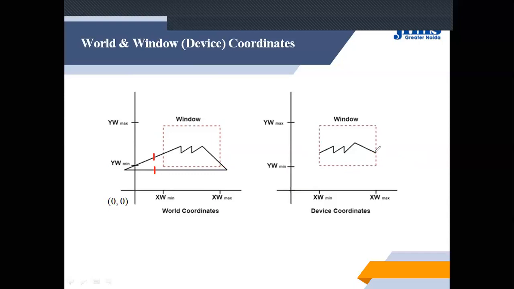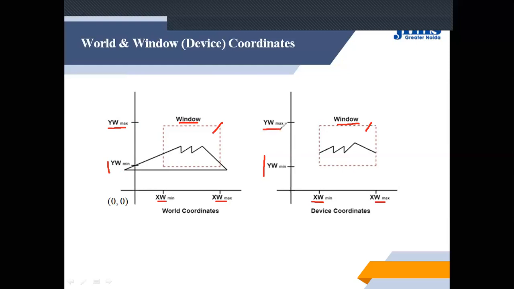So now we will try to understand it again, and it will be more clear now. See, we were discussing the window. So this is a window, same. The size of the window is the same. Like it was xw min, xw min, xw max, xw max. This is also xw max. This is yw min, this is yw min, and this is yw max. This is also yw max.